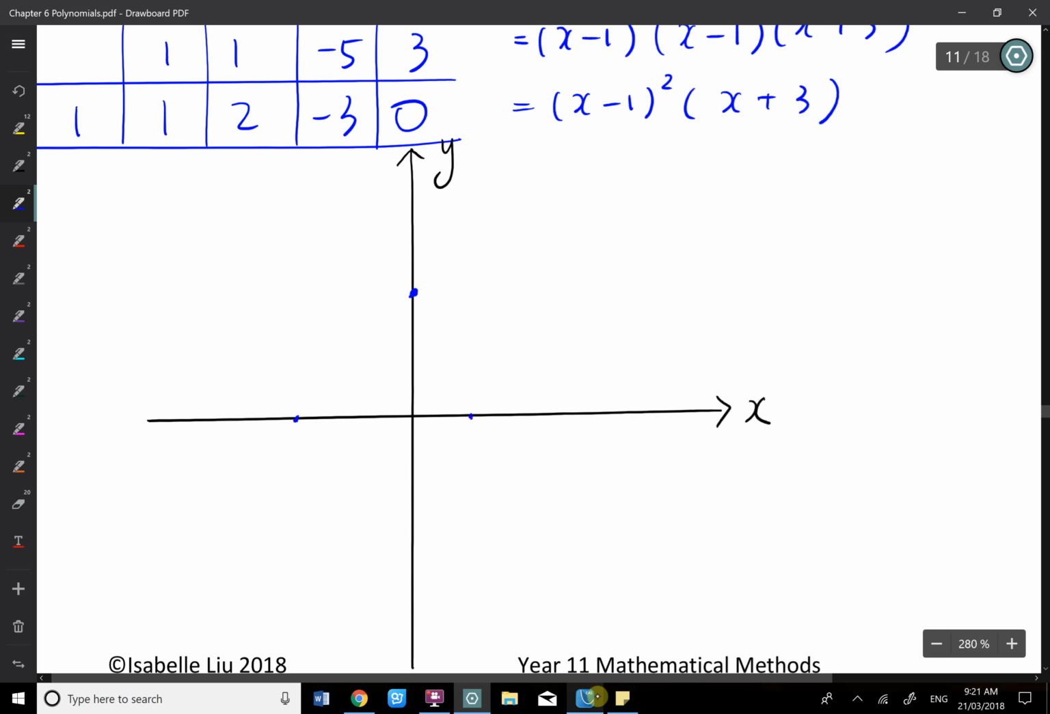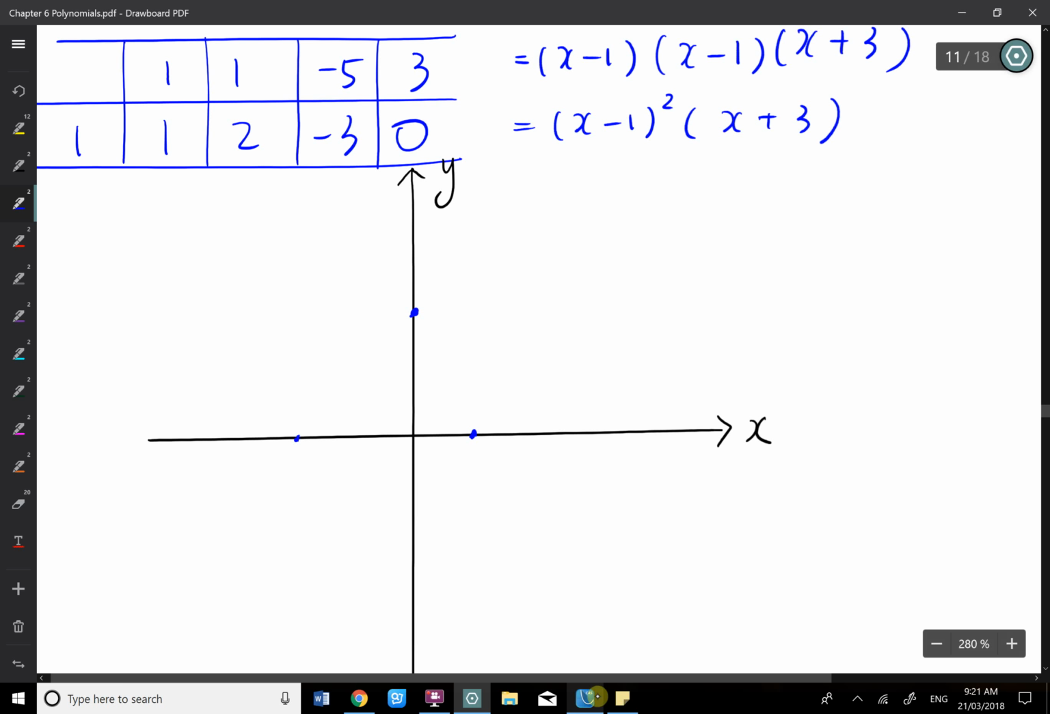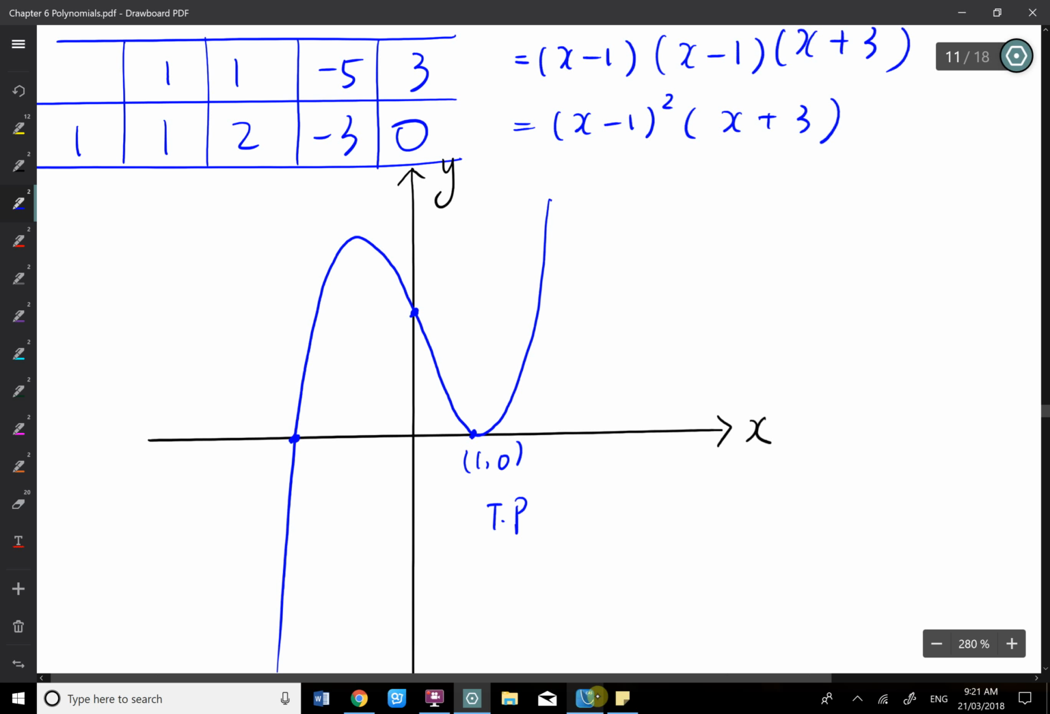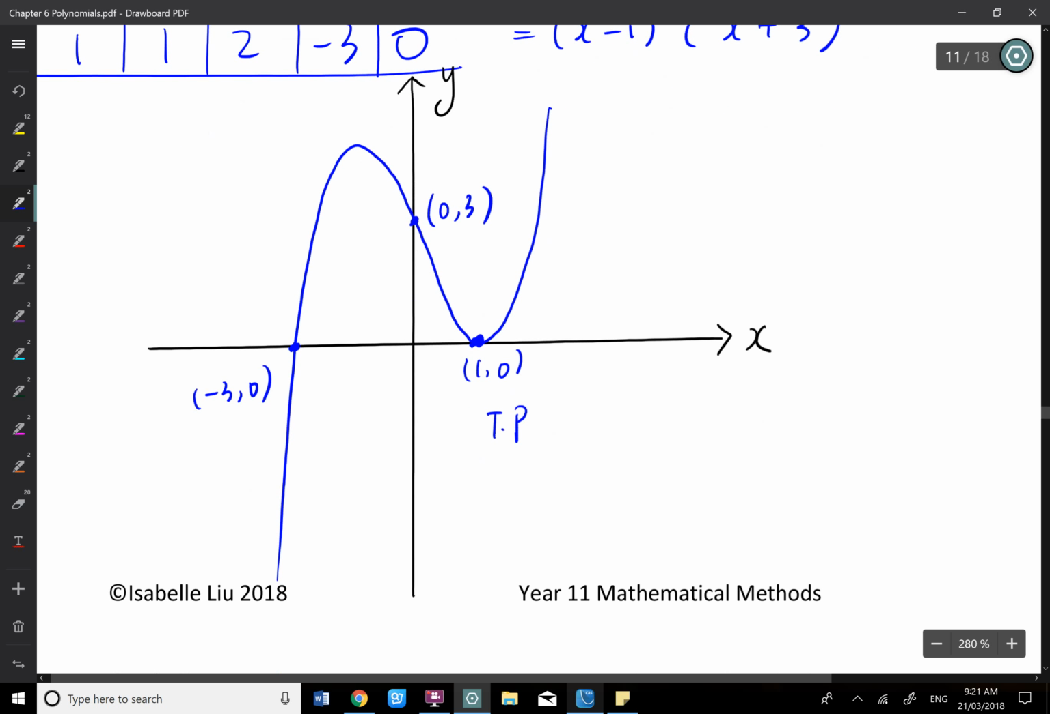Okay, because it's a positive shape, we have a turning point here. 1, 0 is the turning point. So we start from the right. Turn here. Okay, we see that's how the graph looks.